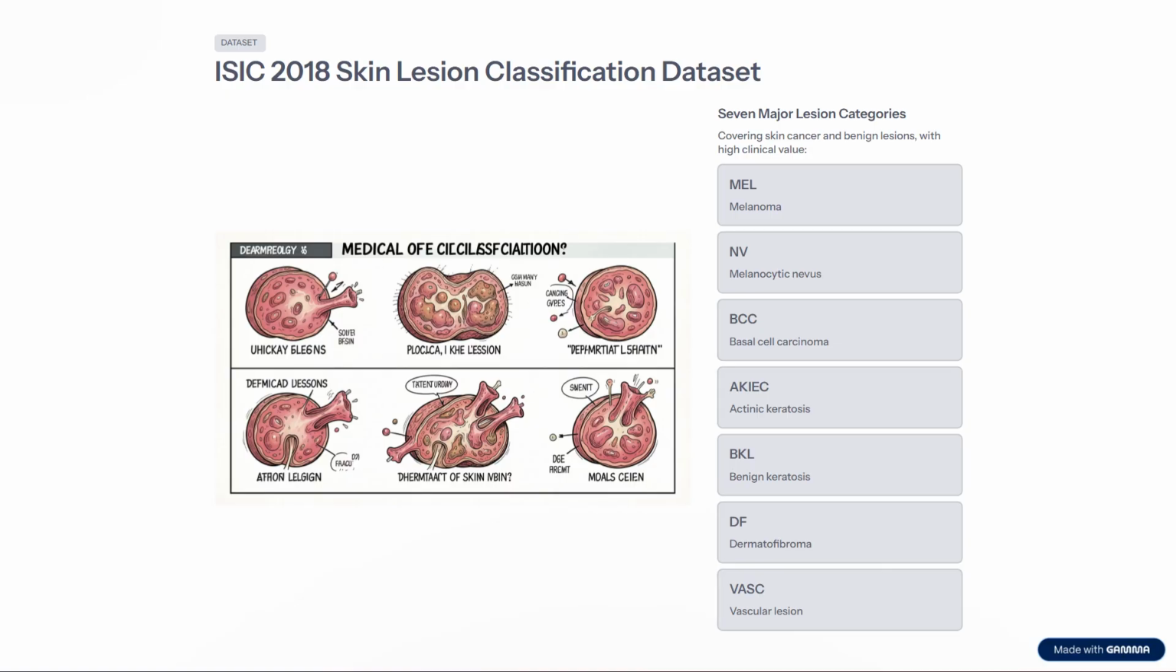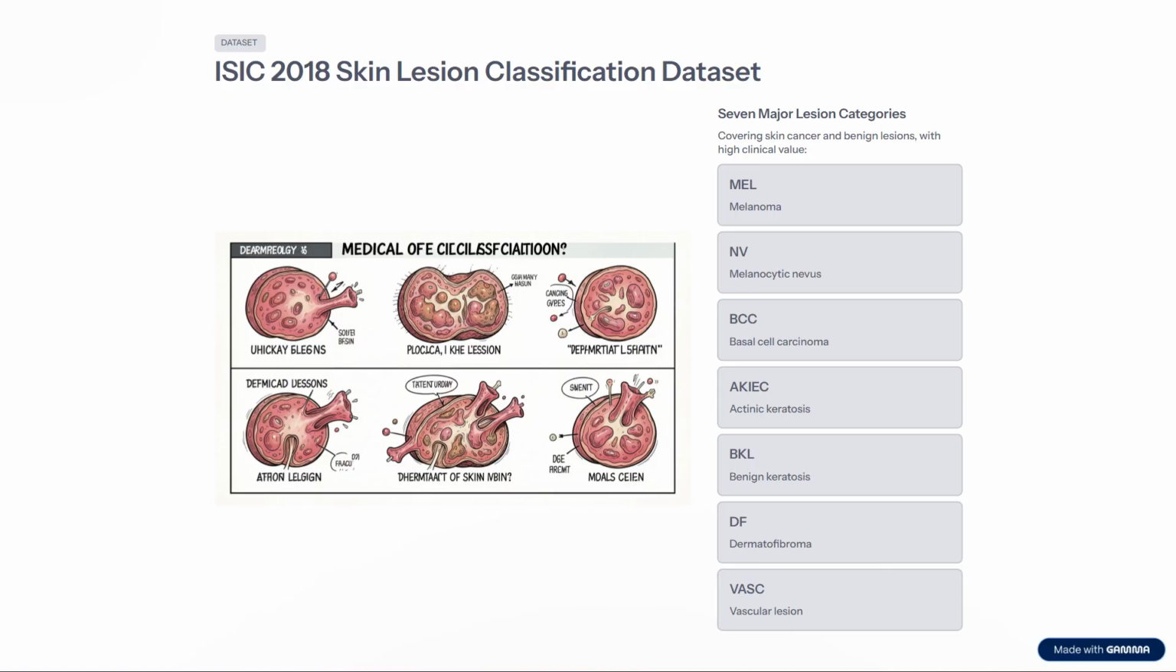And for this dataset, there are 7 major categories. Moving on to our dataset, the ISIC dataset focuses on skin lesion classification, which holds massive clinical value because it covers both skin cancers and benign lesions. The dataset is divided into 7 major categories. The first one is MEL, NV, BCC, AKIEC, BKL, DF, and the last one is VASC.